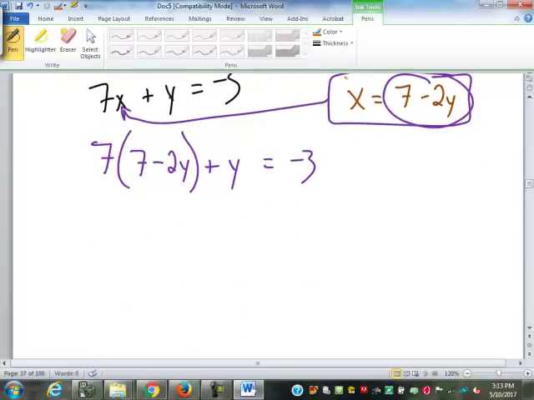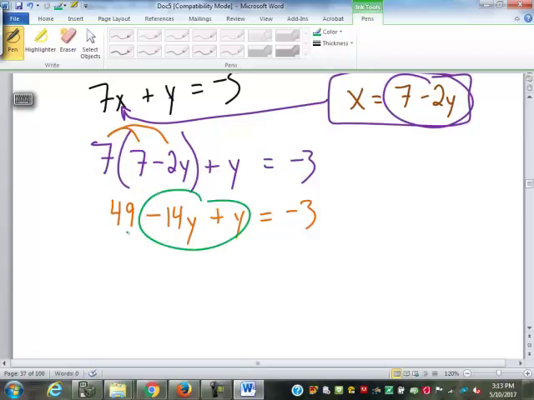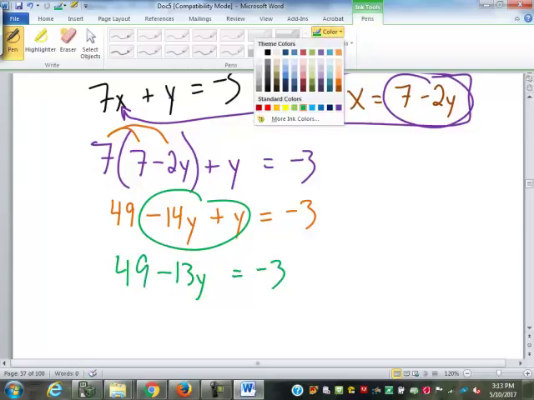What's my next step here? We distribute. 7 times 7 is 49. And then? 7 times negative 2y is negative 14y. Perfect. I still have the positive y equals negative 3. Then what? Negative 14y plus y is going to be negative 13y. I still have the 49 and equals negative 3. And then?